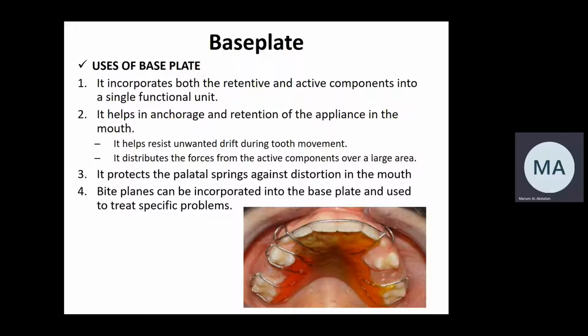The base plate also protects the palatal springs against distortion in the mouth. We said that sometimes the active components could be made of 0.5 millimeter stainless steel wire, and this is a small thickness, and it could be distorted. One way to protect them is to build acrylic as a box to prevent distortion and breakages. Sometimes we can modify the base plate to play an active role, like a bite plane, posterior bite plane, or anterior bite plane.